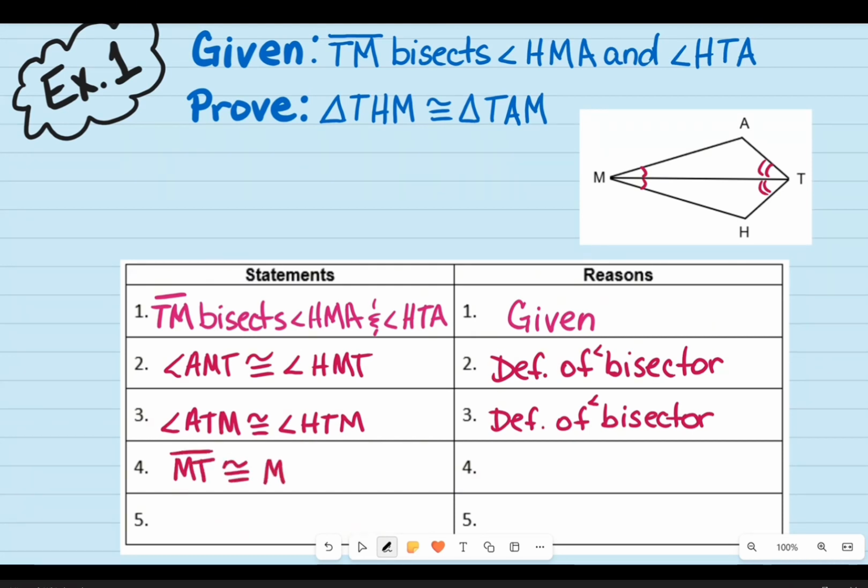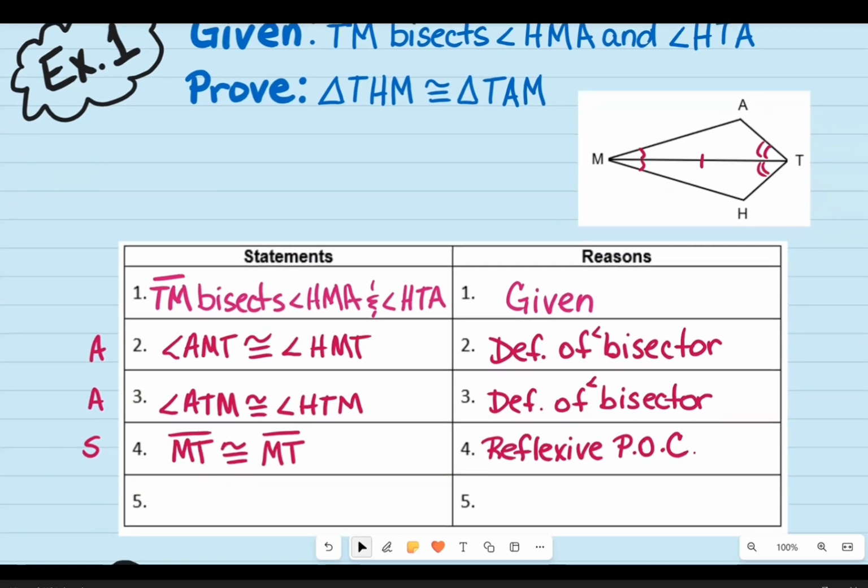So far, I see that I have 2 angles, but I need something else. So the next statement is going to be segment MT is congruent to itself, segment MT. And we've already learned in the first video that that's known as the reflexive property of congruence. And you have to go in order, so it has to be consecutive. I have an angle, a side, and another angle for both triangles. And finally, I have enough information to prove that triangle THM is in fact congruent to triangle TAM.